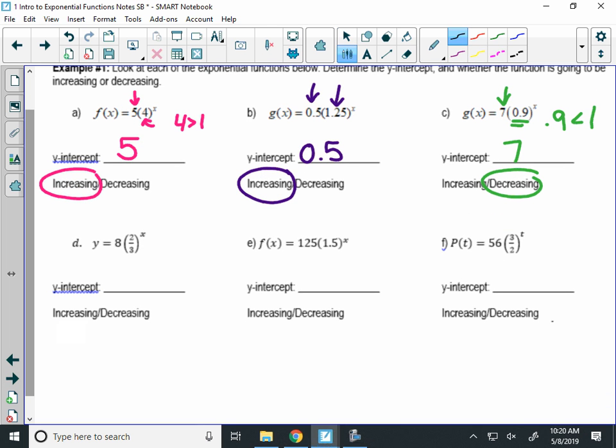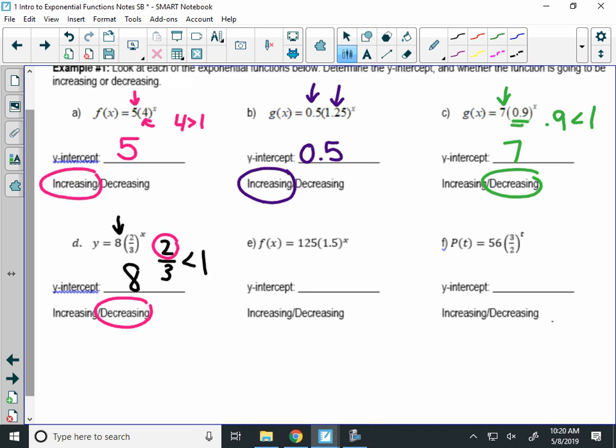Alright, hopefully you tried those on your own. Here indeed, the y-intercept is that first number 8. Now 2/3, you have to know your fractions. 2/3 is less than 1. I know that because the numerator is smaller than the denominator. That means the fraction is less than 1, so you are decreasing.